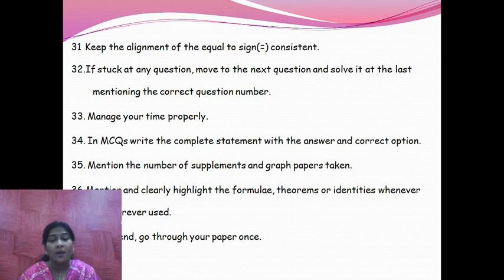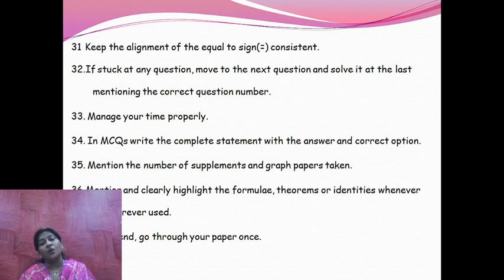Yes, then mention the number of supplements and graph taken. If you have taken supplements, you need to mention it on your answer sheet. Plus you need to mention the graph also. Mention and clearly highlight the formula, theorems or identities wherever you have used them. As I had already told you, on the right hand side, if you have proven something with the help of a theorem or property, do mention it over there.